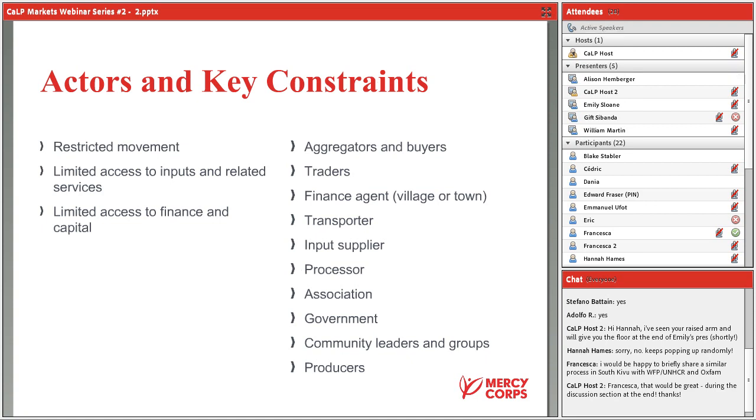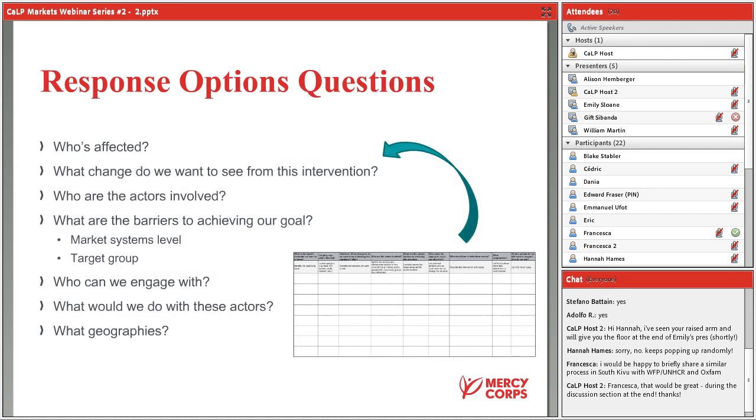So just to make this concrete, what did we identify? The key constraints we saw across those four agricultural market systems were restricted movement, limited access to inputs and related services, and limited access to finance and capital. Who are the key actors that were involved? We had aggregators and buyers, traders, finance agents, transporters, input suppliers, processors, associations like Traders and Transporters Associations, government, community leaders and groups, and the producers.